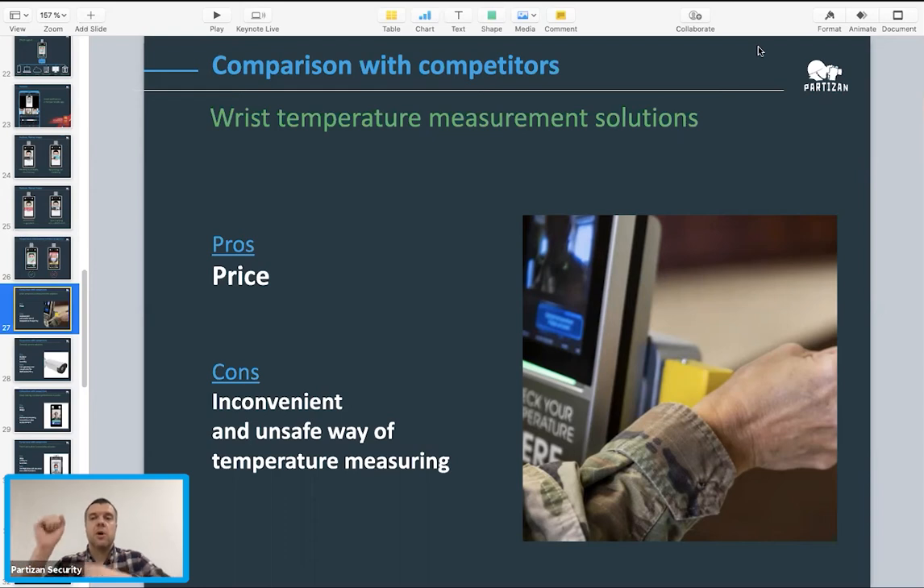In this case, when you are measuring your wrist, the distance between your wrist and the sensor should be 1 or 2 centimeters maximum. So the sensor could be quite a bit cheaper than if you are measuring your forehead, for example. That means the overall device with the wrist temperature module will be quite cheaper than the same one with forehead measurement.